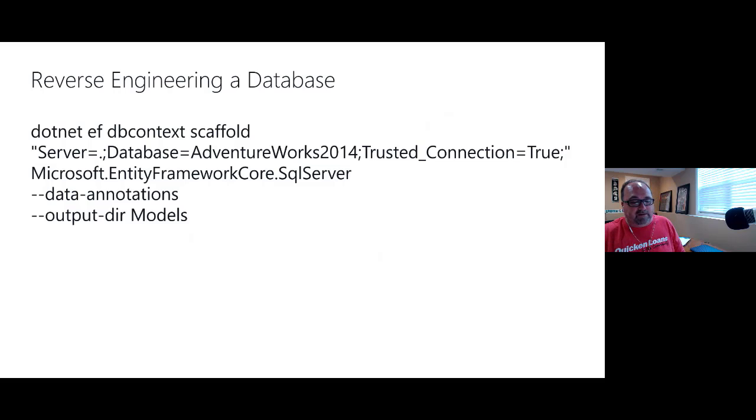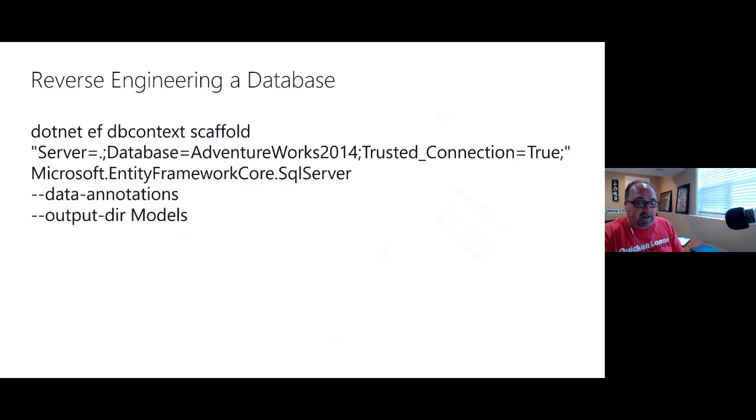So if you have columns that are nvarchar of a certain length, what EF Core will do is take those string lengths and other constraints in your data schema for your database, and create those data annotations for you at the entity level. So for your POCOs, it will add those data annotations on. And the last thing is just saying, where do you want all the output to be put? And I just said in a folder called Models.